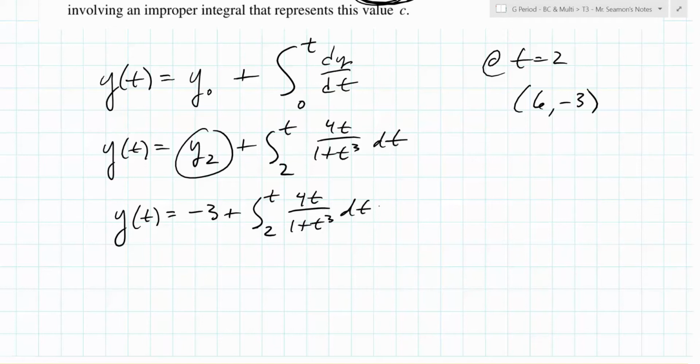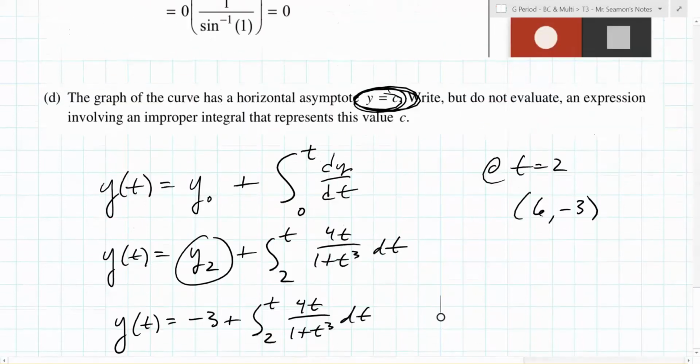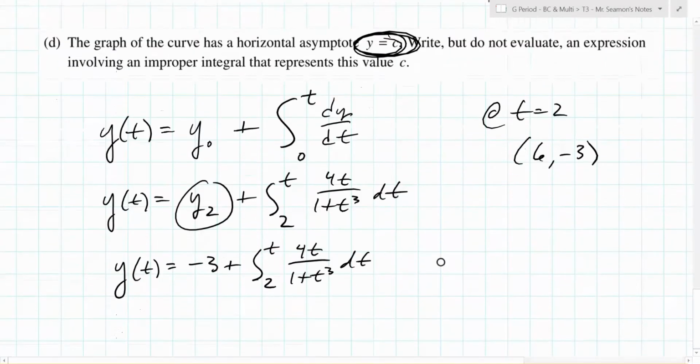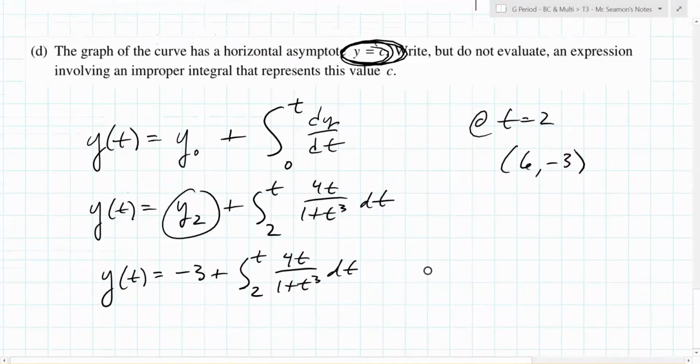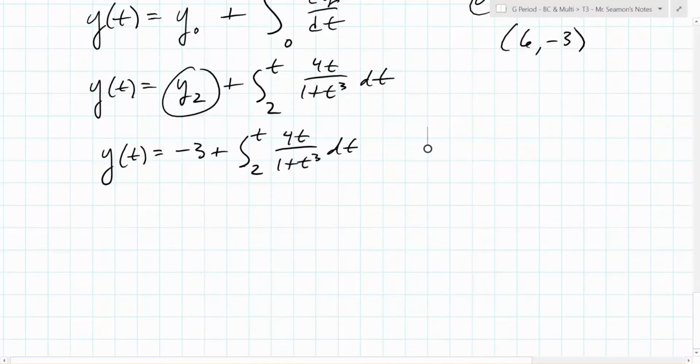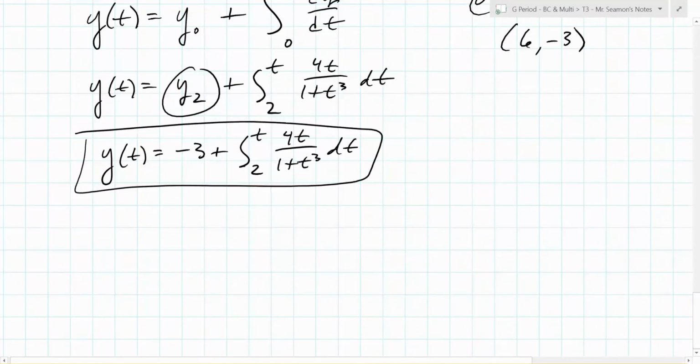Now here's the thing. This is not what the question asks. We have to add in one thing. What does it ask in the question? It says an expression involving an improper integral that represents this value of c. So it has a horizontal asymptote. The horizontal asymptote, it gets infinitely close as t goes to what? So c is going to be equal to the limit of what? As t goes to infinity of negative 3 plus the integral from 2 to t of 4t.